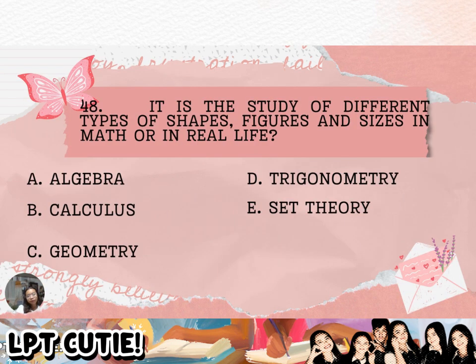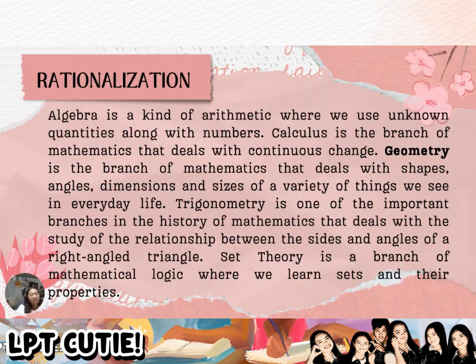So next, 48. It is the study of different types of shapes, figures, and sizes in math or in real life. So letter A, algebra. B, calculus. Letter C, geometry. Letter D, trigonometry. Letter E, set theory. So the answer is letter C, geometry, since we are talking about shapes, figures, and sizes.